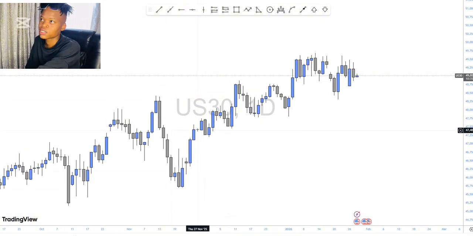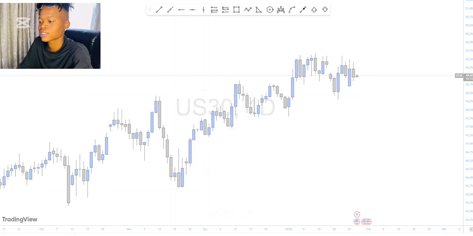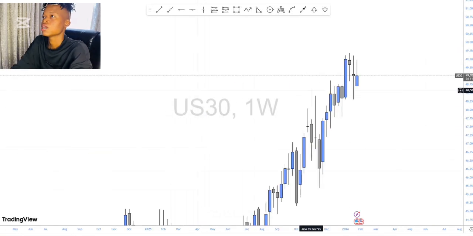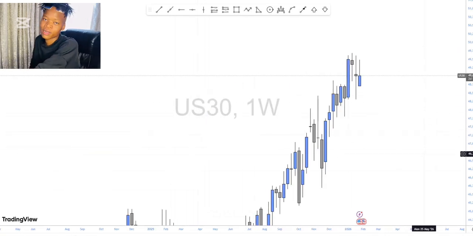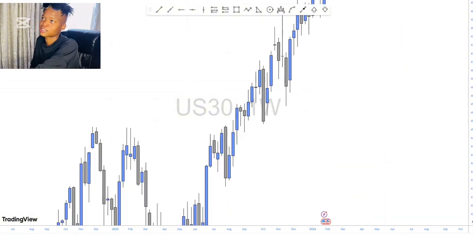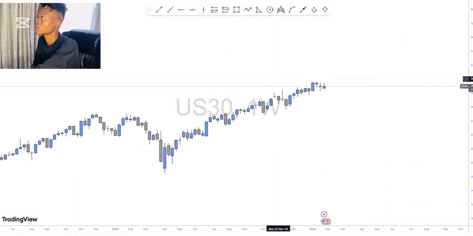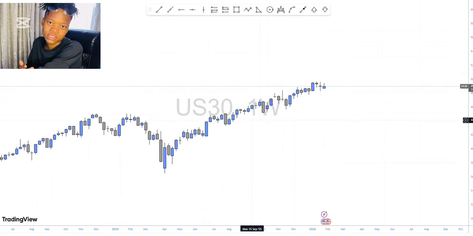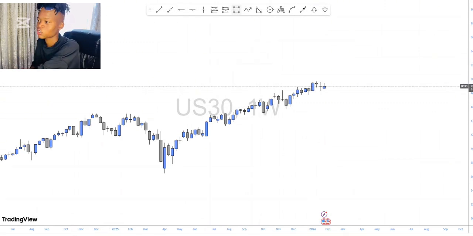So what I'm gonna do here, I'm just gonna quickly start with my 1 week time frame, which is the time frame that I normally start with when I analyze, you understand? The reason why I actually start on the higher time frame is that I want to see the structure of the market. I want to see the root of the market, you understand?